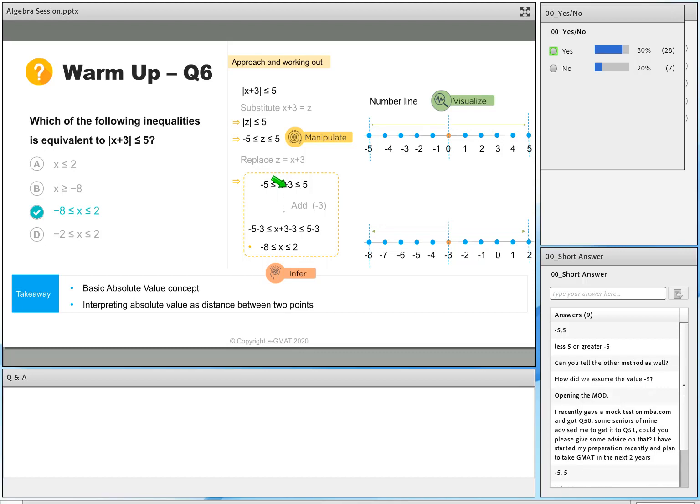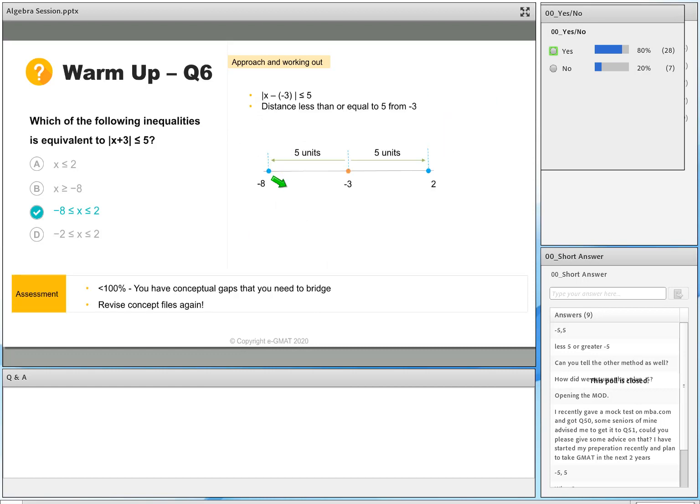Can we use the Wavy method here? No. Wavy line method is for quadratic or higher inequalities. This is a linear inequality. You just have one power here. All right, now let's go on to the second method.